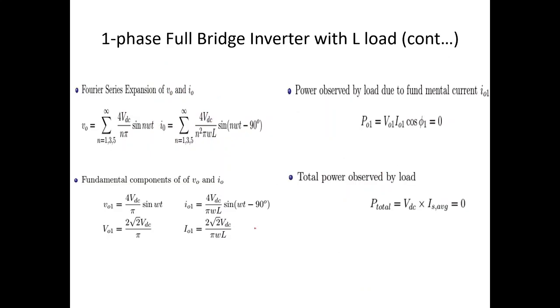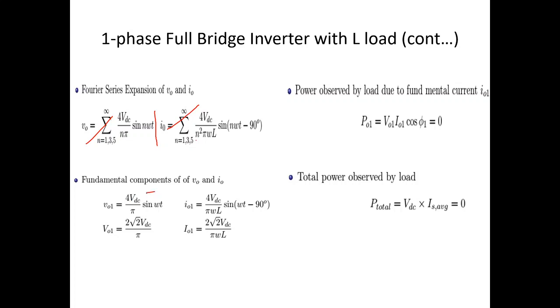Now coming to the power, coming to Fourier series expansion, we know the Fourier series expansion for the output voltage and for output current. Simply, you have to divide the voltage by the impedance corresponding to each harmonic component. For the nth order harmonic, the impedance offered by inductance is equal to n omega L, and the phase angle difference between current and voltage for the nth order harmonic is equal to 90 degrees. That is what is mentioned here.